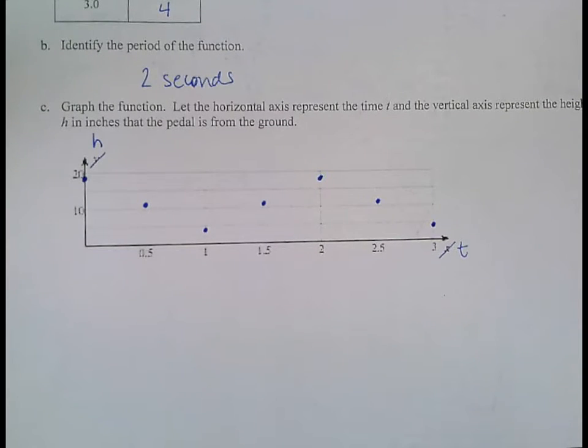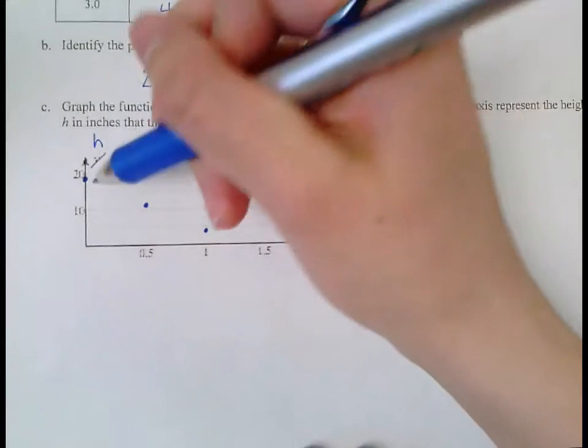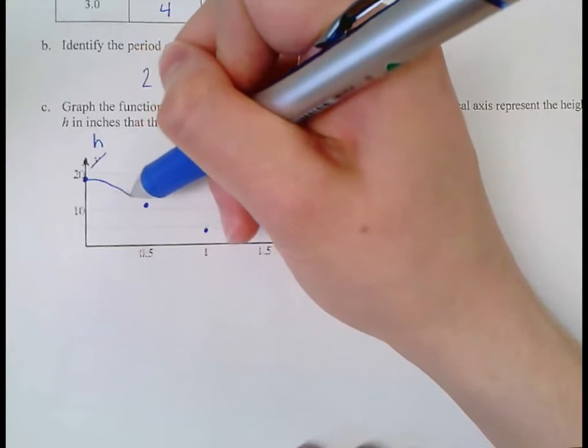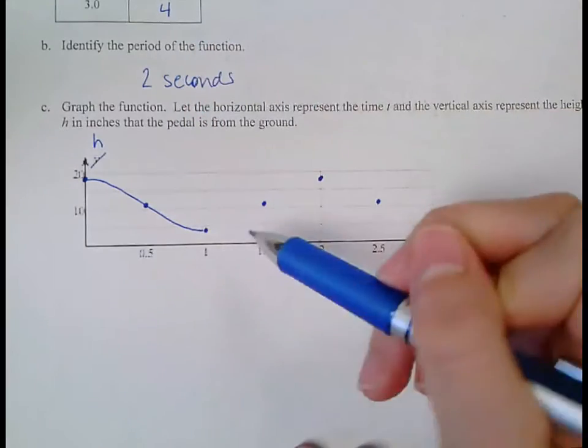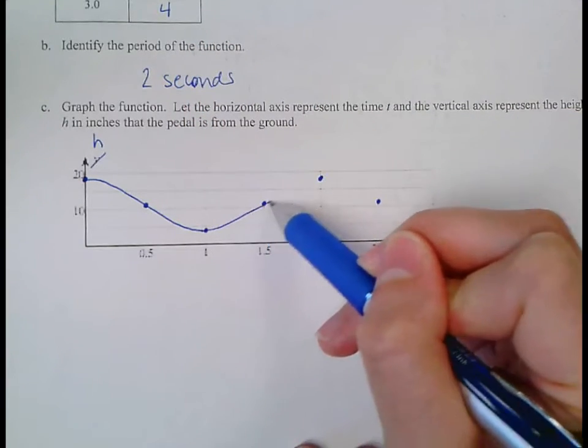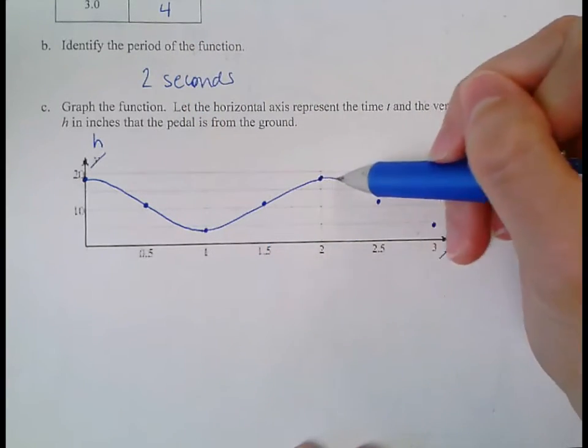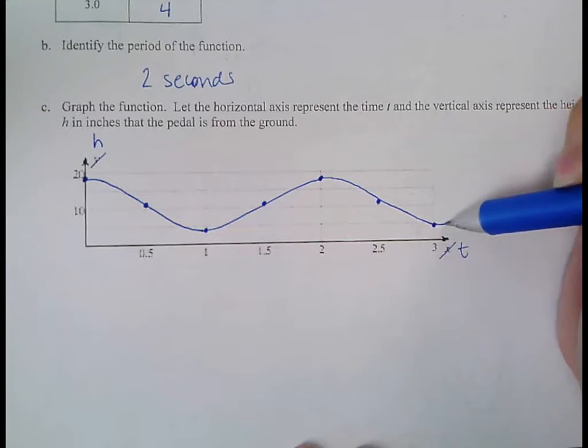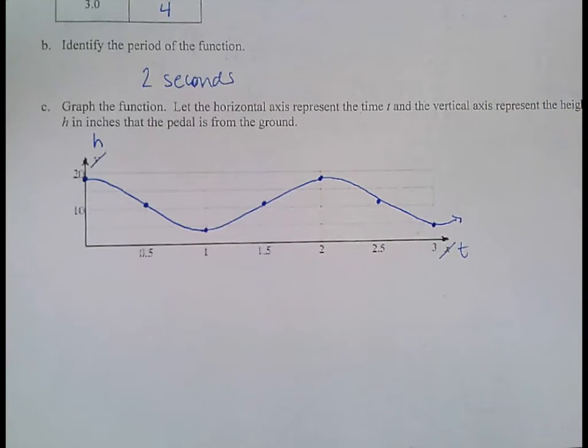When you draw this, don't draw it like a V with super sharp corners. Draw it more as a smooth curve, since as you're pedaling, the pedal is going around most likely in a smooth motion. So more rounded and not like a V. And it would continue after 3 seconds; we're just not graphing the entire thing.